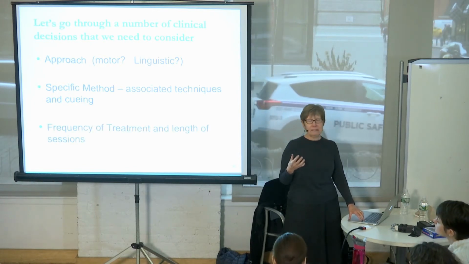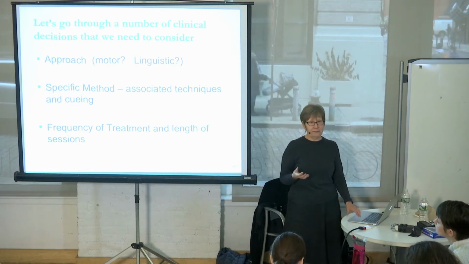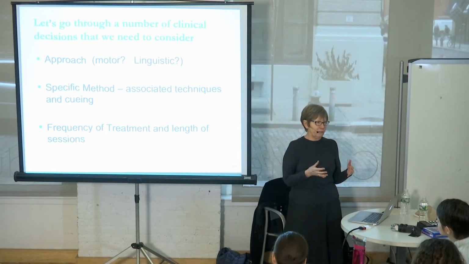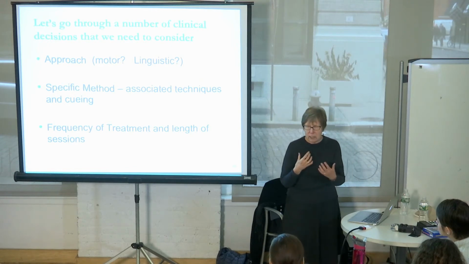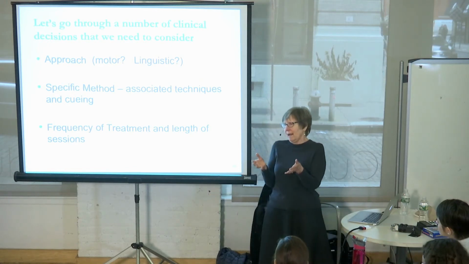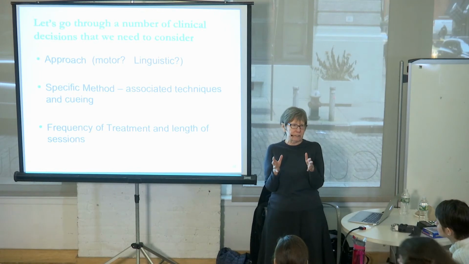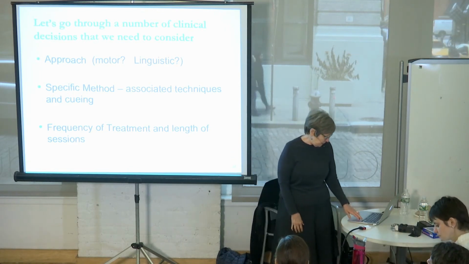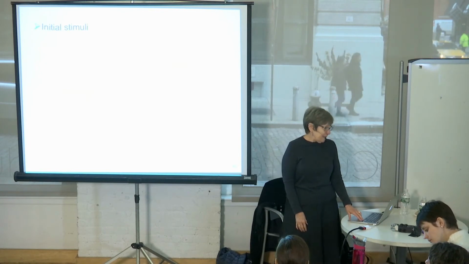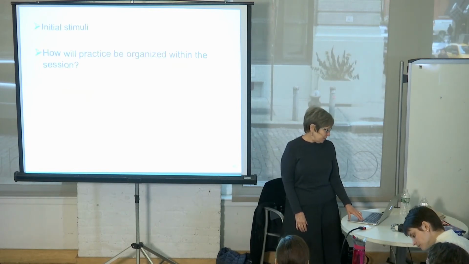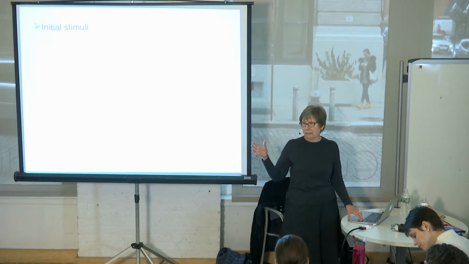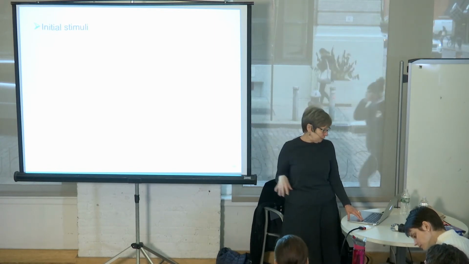You then have to decide on the frequency of treatment and the length of session. We've already talked a lot about the fact that for kids, especially with more severe CAS, they can't do the kind of work they need to do for more than a half hour. So we usually keep it to half-hour sessions and as often as possible, frequent short sessions. But then you have to make choices about initial stimuli, and when we talk about that, we're gonna do this in more detail in a few minutes and then practice with children.